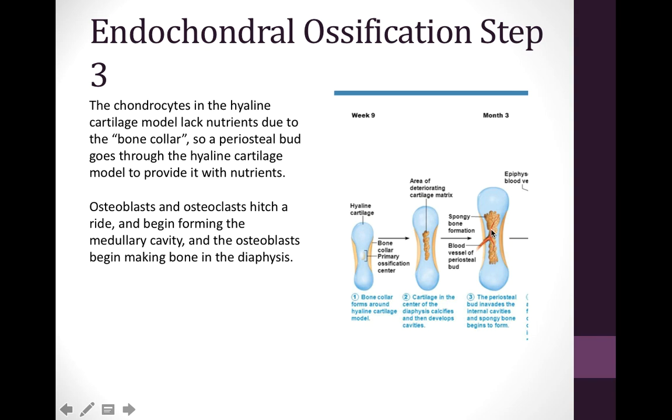So osteoclasts are going to eat away all this cartilage right here, and it's also going to form the medullary cavity that's in the middle that bone marrow forms in. So that's what the osteoclasts are going to do. In the meantime, the osteoblasts are going to be forming more bone on the inside to get rid of this hyaline cartilage model right here.